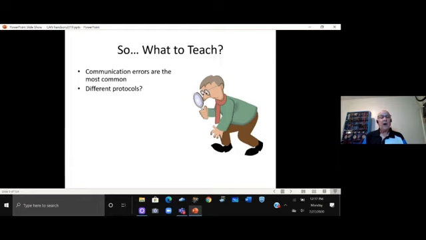Now I get a question mark after different. Do they really need to know about all these different protocols? Remember, you're trying to find space to put CAN into a class, so you don't have a lot of time. So why spend it on things that they're not going to need to know?